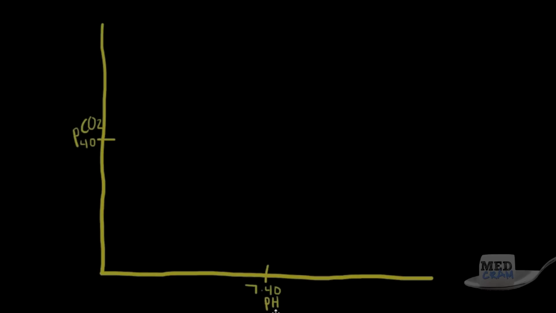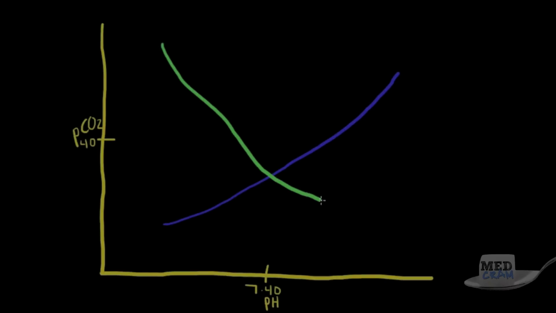Okay, and we said that there were 6 different types of acid-base disorders. So let's put some lines in here so we can kind of get an idea about what we're talking about. Okay, so that's that. And let's go ahead and put a line right about here. And we'll put one more line in right about here. Okay, so here's our graph.